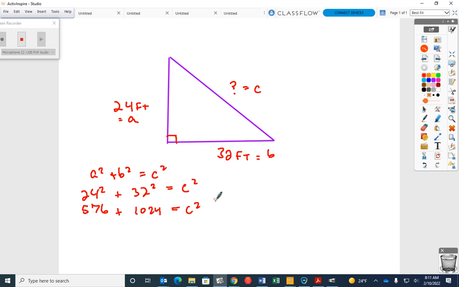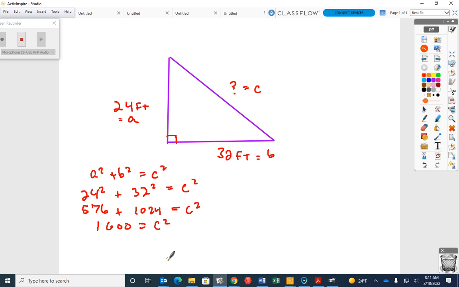Okay, so now let's take the next step. I need to do these two and add them together. So if I put those together, what do I have? 1,600 equals C squared. Okay, how many steps have I shown so far? 4 steps.